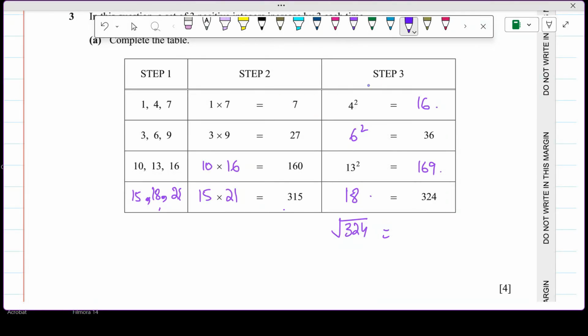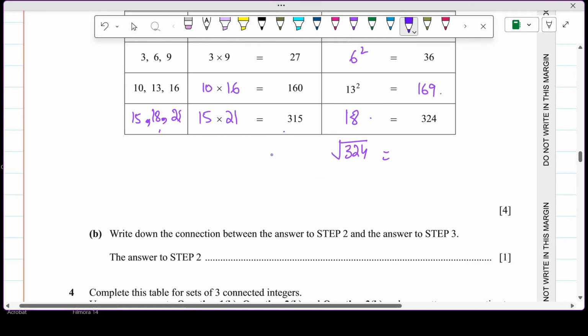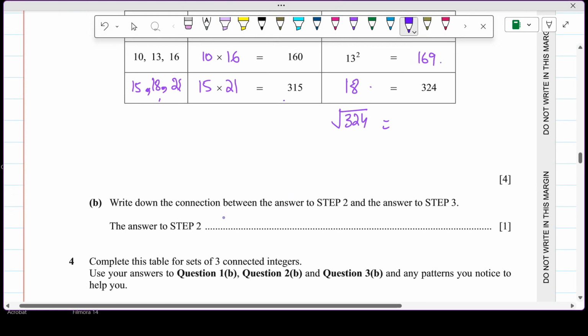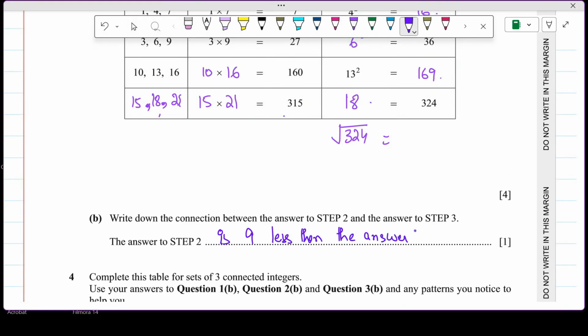So 7, then 16, 27, then 36. I think there is a difference of 9, and in this case 36 minus 27 is also 9. So 160 and 169, yes, and the connection is that the answer to step 2 is 9 less than the answer to step 3.